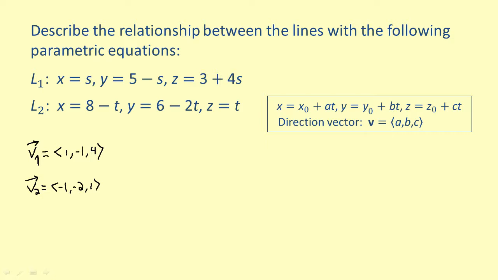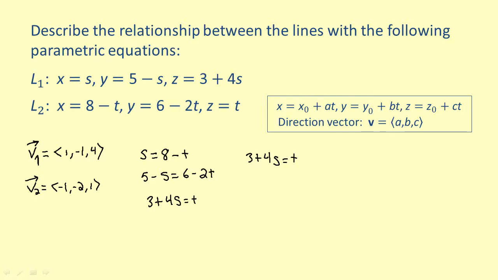So our system is s equals 8 minus t, 5 minus s equals 6 minus 2t, and 3 plus 4s equals t. Since the first equation is solved for s in terms of t, we can substitute for s in one of the other equations. Let's substitute into the third.